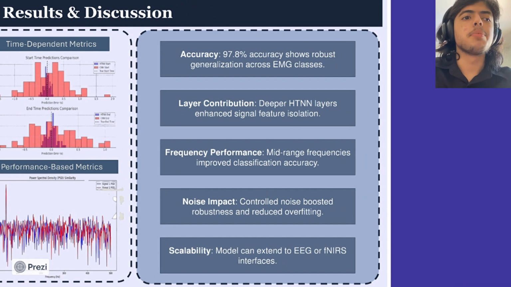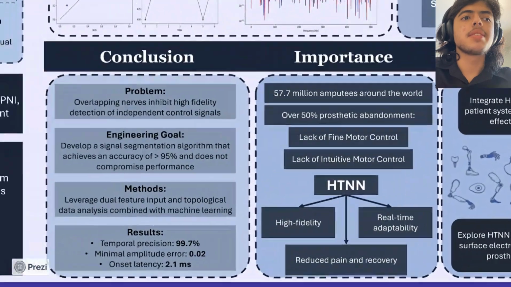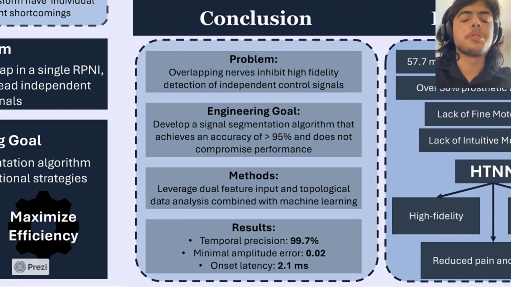To wrap things up, the problem I tried to address with my research is that overlapping nerves cause issues in neural signal segmentation. The goal for this project was to create a system that can accurately segment these signals without creating performance problems. And by applying dual feature input, topological data analysis, and machine learning, I was able to more than achieve this goal. This project has the potential to better the lives of 57.7 million global amputees.